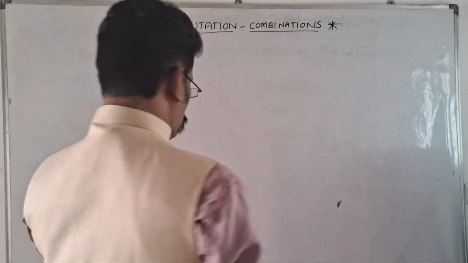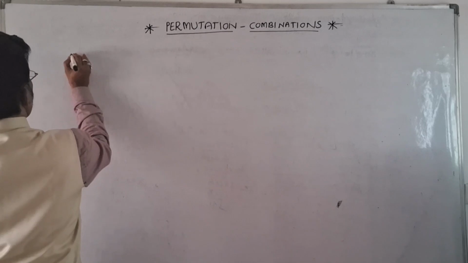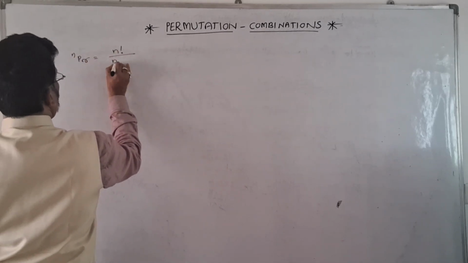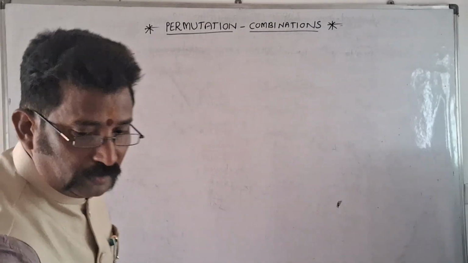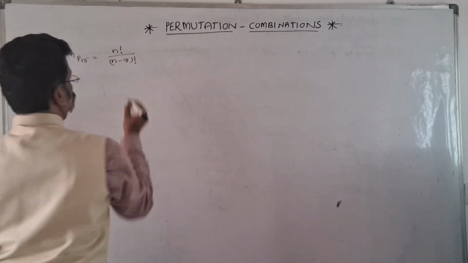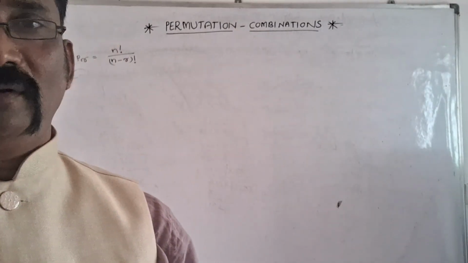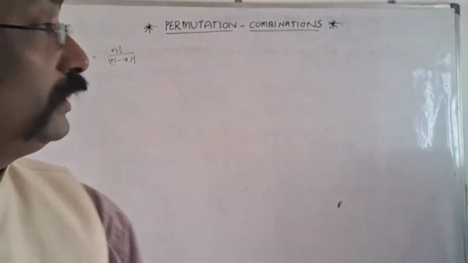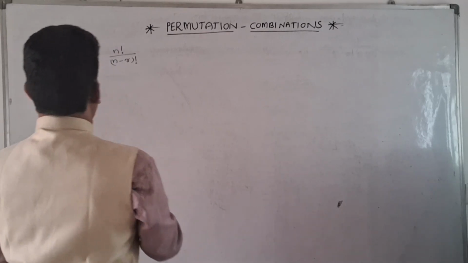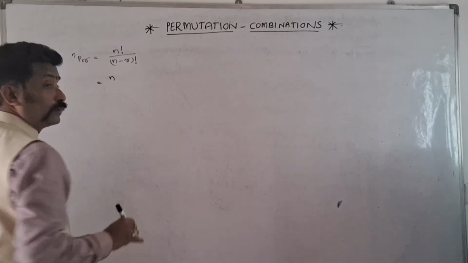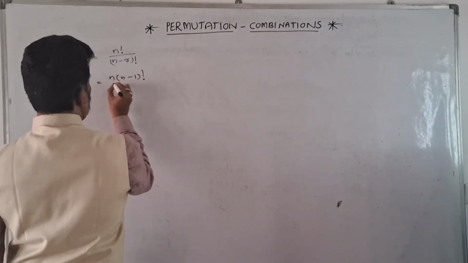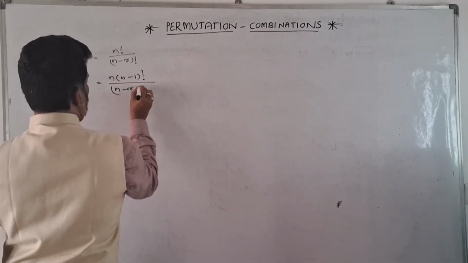Okay guys, look at the board. nPr is equal to n factorial by n minus r factorial, according to the mathematical formula. Now n factorial is equal to n into n minus 1 factorial, by n minus r factorial.